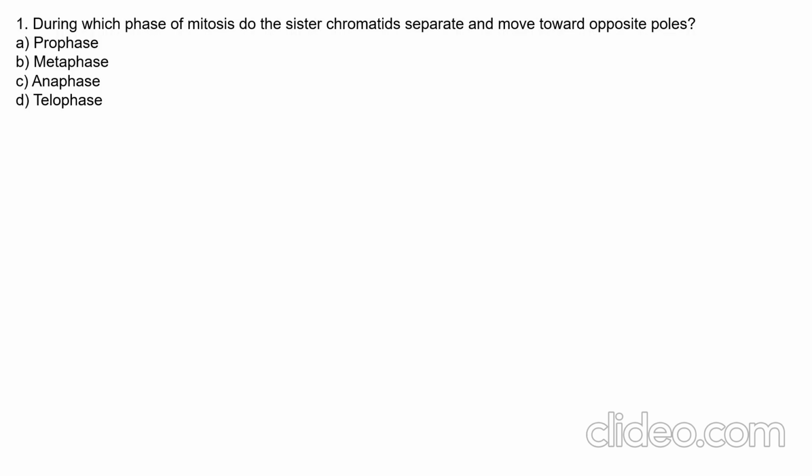So, I think we can move on to a few questions now, and you guys can call out the answer. An easy question to start off: during which phase of mitosis do the sister chromatids separate and move towards the opposite poles? You guys know? Anaphase. Okay, that's right. That's great. It is anaphase, you're right. So, very good.